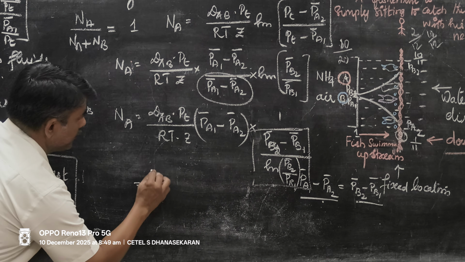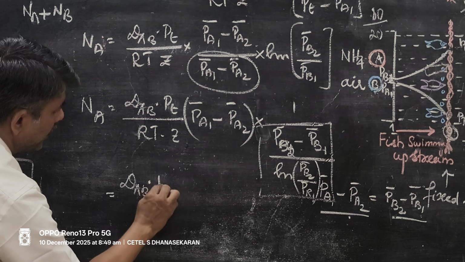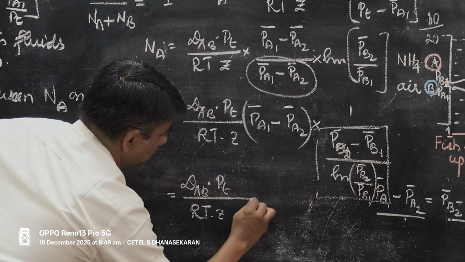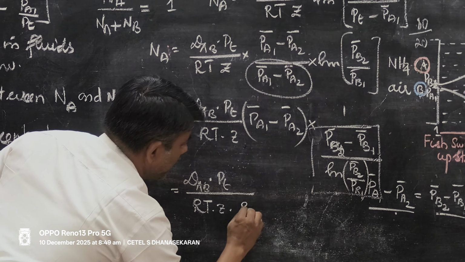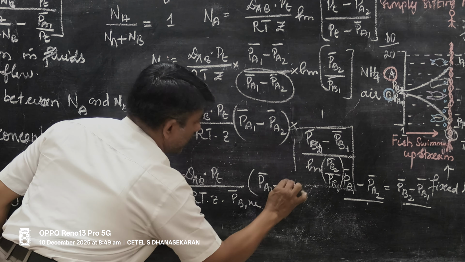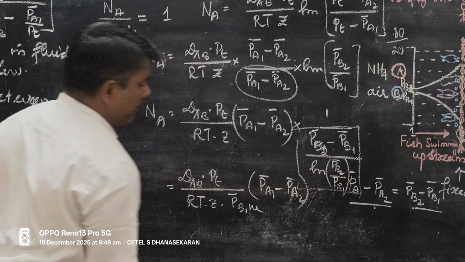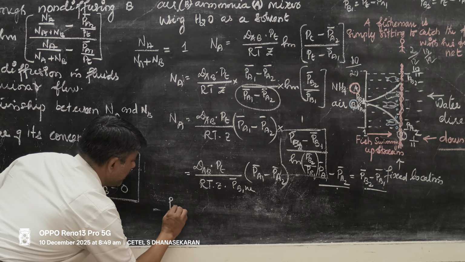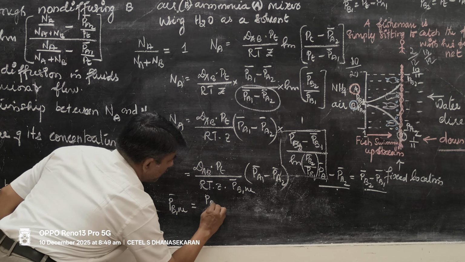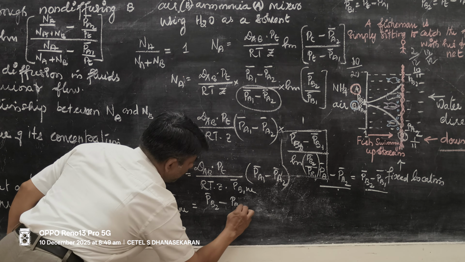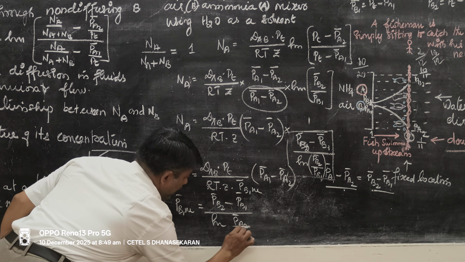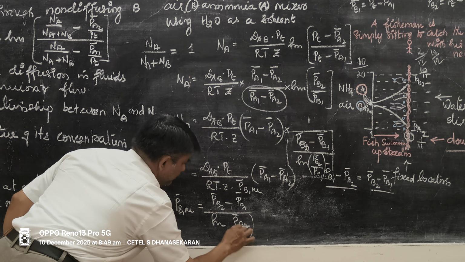So this equation becomes DAB into PT divided by RTz into PB mean bar into PA1 bar minus PA2 bar, where PB mean bar is equal to PB2 bar minus PB1 bar divided by ln PB2 bar divided by PB1 bar. That's all.